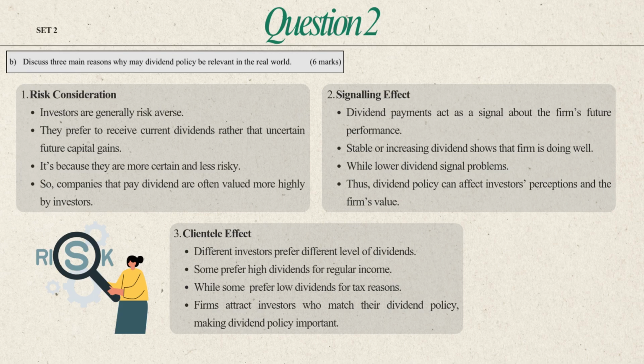Second is the signaling effect. Dividend payments can act as a signal about the firm's future performance. A stable or increasing dividend shows that the company is doing well, while a lower dividend may signal problems. Thus, dividend policy can affect investors' perceptions and the firm's value. The third one is the clientele effect. Different investors prefer different levels of dividends. Some investors prefer high dividends for regular income, while others prefer lower dividends for tax reasons. Firms attract shareholders who match their dividend policy, making dividend policy important.